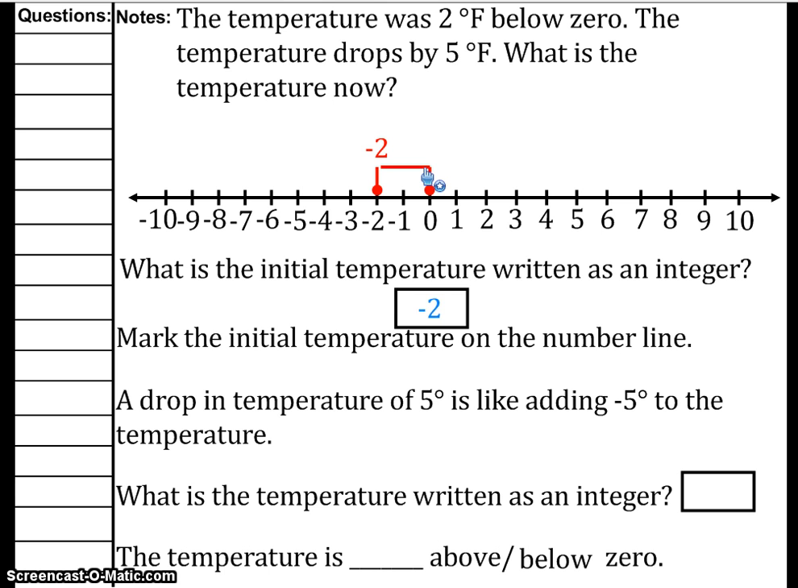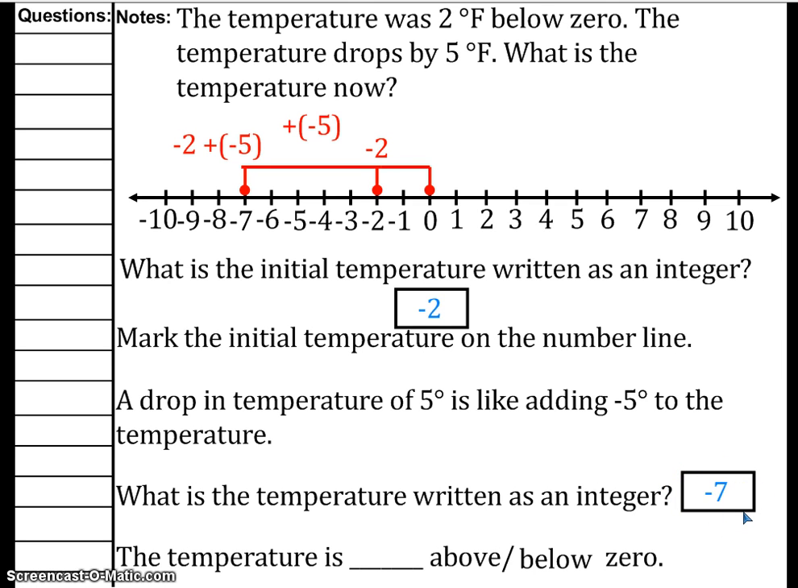Then the problem goes to say a drop in temperature of 5 degrees is like adding a negative 5 degrees to the temperature. So that means now that we're at negative 2 on our number line, we're going to add another negative 5 degrees. When we add that additional negative 5 degrees, we have the problem negative 2 plus negative 5. And where do we land once we add that on to our negative 2? We land at negative 7. So the integer is negative 7.